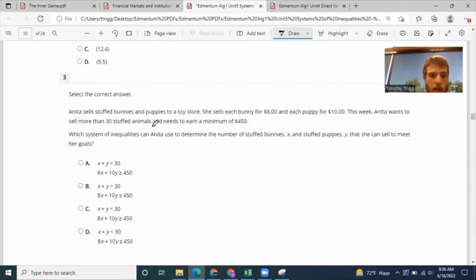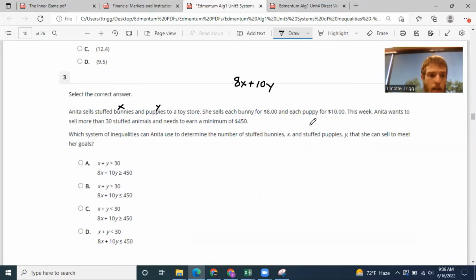Anita sells stuffed bunnies and puppies at the toy store. Okay. Bunnies are going to be X. The stuffed puppies are going to be Y. She sells each bunny for $8 and each puppy for $10. Okay, so based on that first piece of information, we know that the bunnies are $8 times the number of bunnies she sells, plus $10 times the number of puppies she sells.